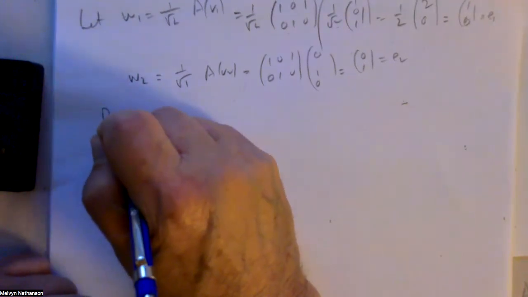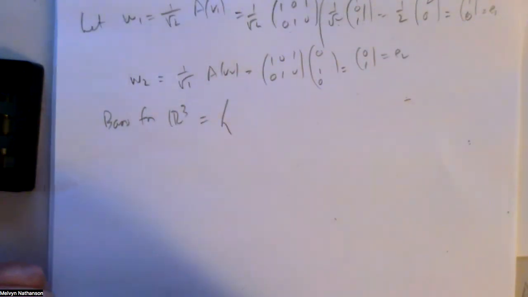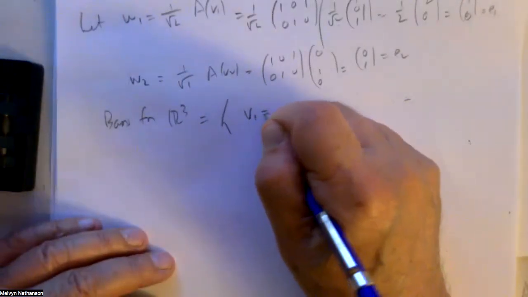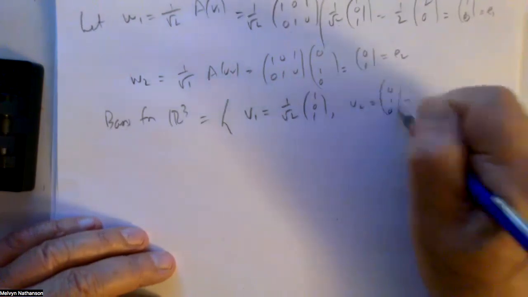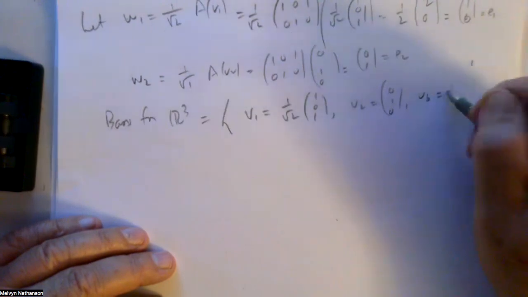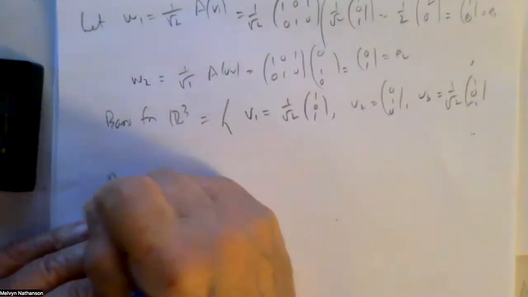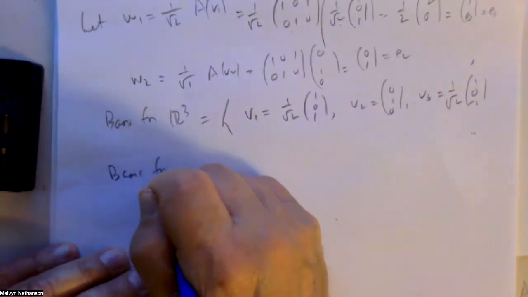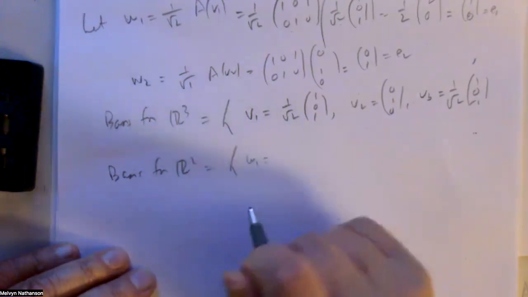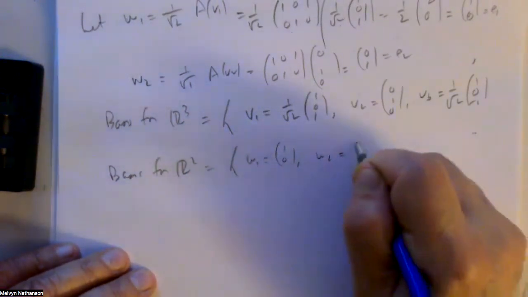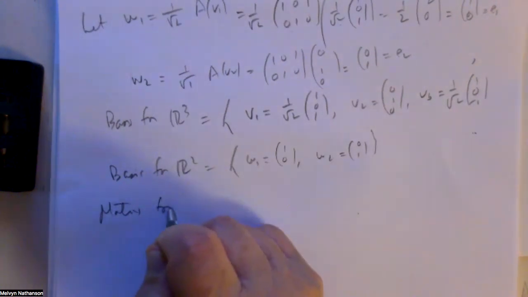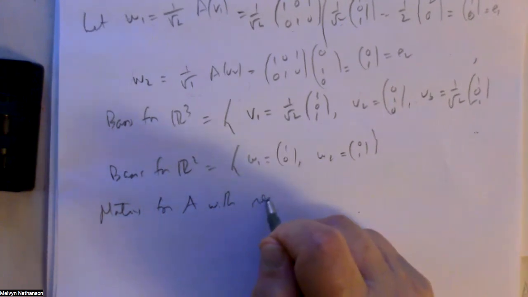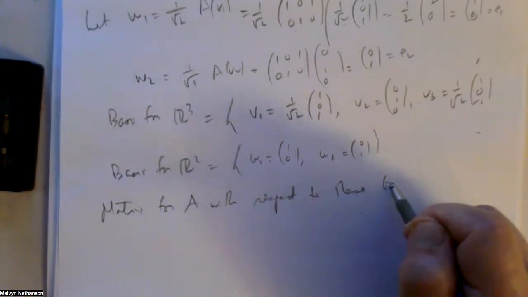That's it. So we have the basis for R3, the vectors V1, V2, and V3. V1 is 1 over root 2 times (1, 0, 1). V2 is (0, 1, 0). V3 is 1 over root 2 times (1, 0, -1). My basis for R2 is W1 equals E1, (1, 0), and W2 equals (0, 1). And what is the matrix for A with respect to these bases?